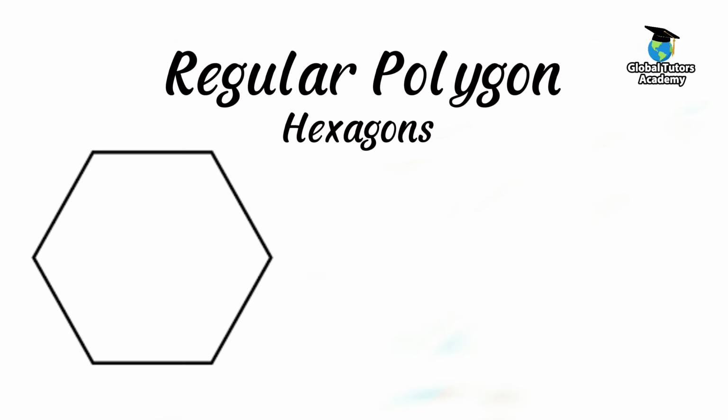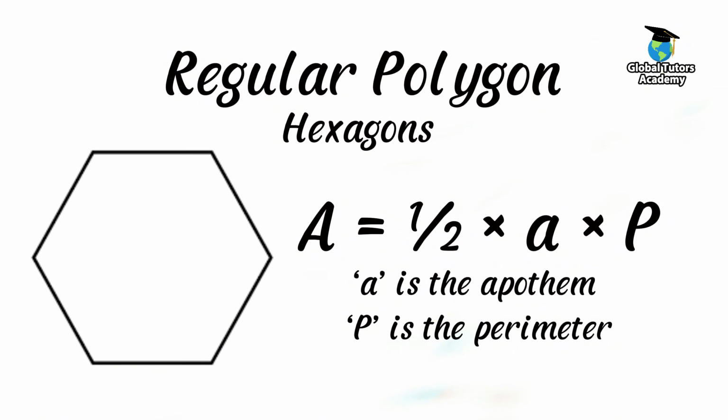For shapes with equal sides and angles, like hexagons or octagons, use the formula with a, where a is the apothem, the line from center to a side. P is the perimeter. This formula gives the total enclosed area.